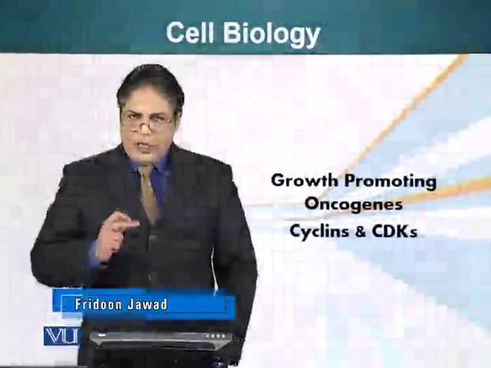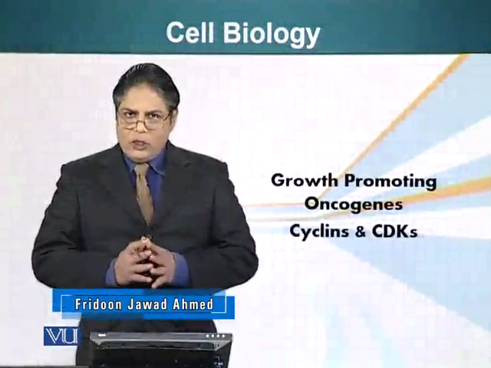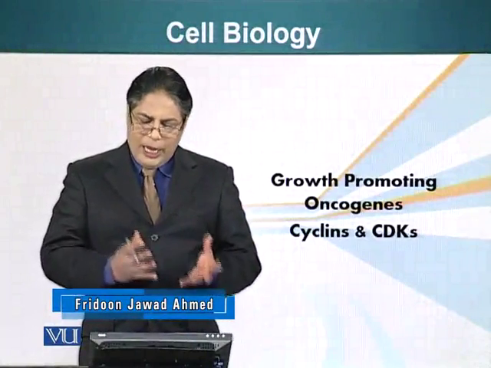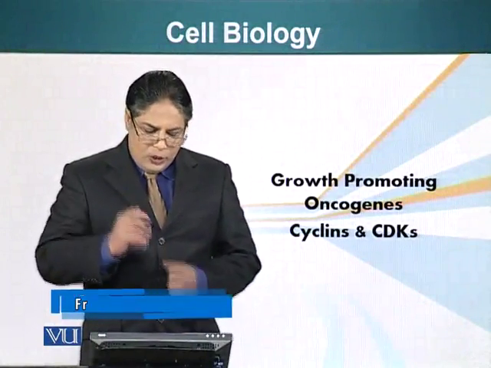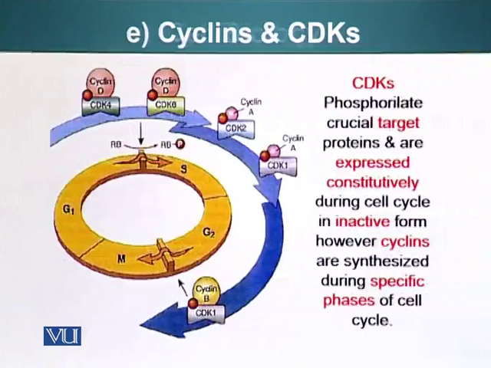We have one more category of growth promoting oncogenes to talk about, genes that code for cyclins or CDKs. So let's look at this, and it's a very important category. CDKs phosphorylate target proteins and are expressed constitutively, meaning that CDKs, cyclin dependent kinases, are always present in the cell. They are constitutively expressed. During the cell cycle, however, they are in inactive form.